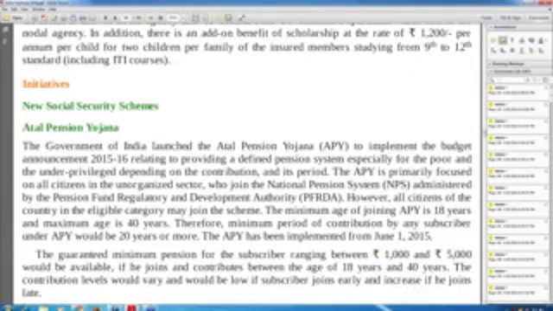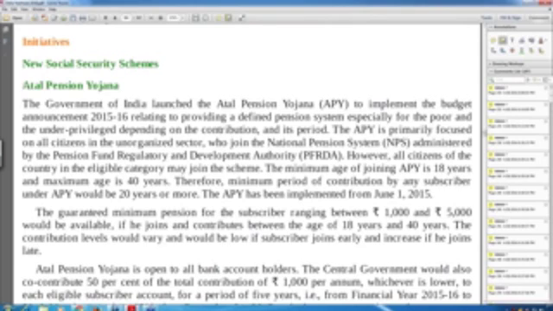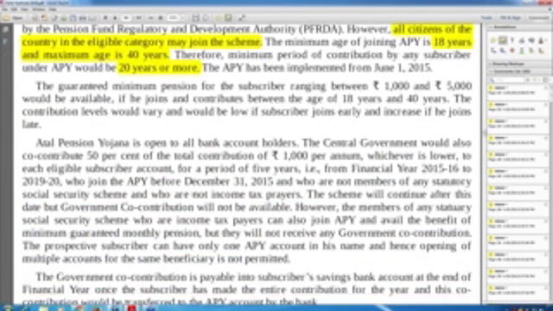The first one is the Atal Pension Scheme, right? There can be a question on these schemes both in prelims and mains. See the eligibility. All citizens of the country in the eligible category may join the scheme, that is in between 18 years and a maximum age of 40 years. Minimum period of contribution by any subscriber is 20 years or more. It has started from June 1st. Date is not required.